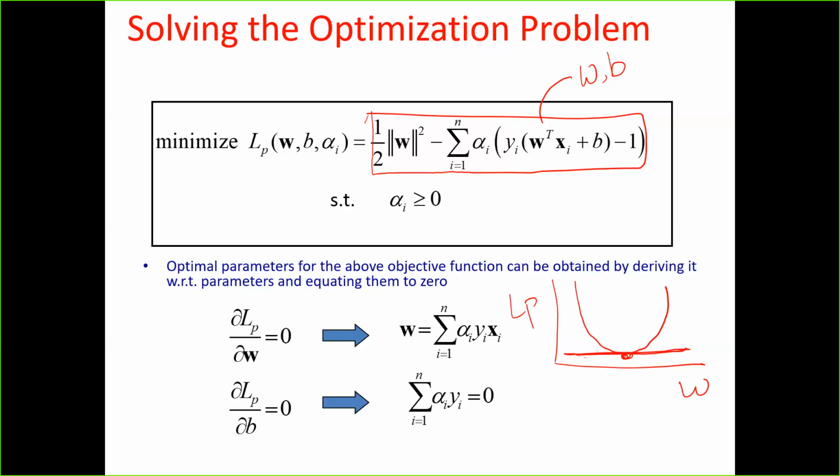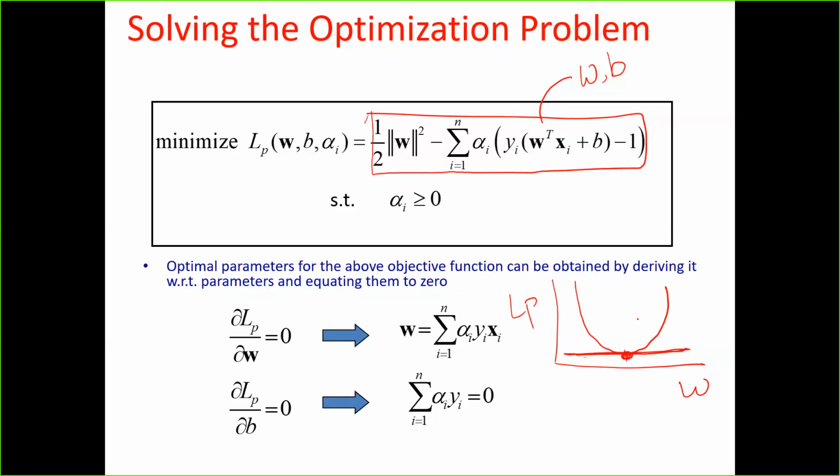What is the slope of the function? Zero slope, right? Everybody agreed with this? What is the slope of the function at the optimal point? Zero, right? So if I want to get the optimal point, can I get the slope and equate that to 0? Will I get the optimal point?